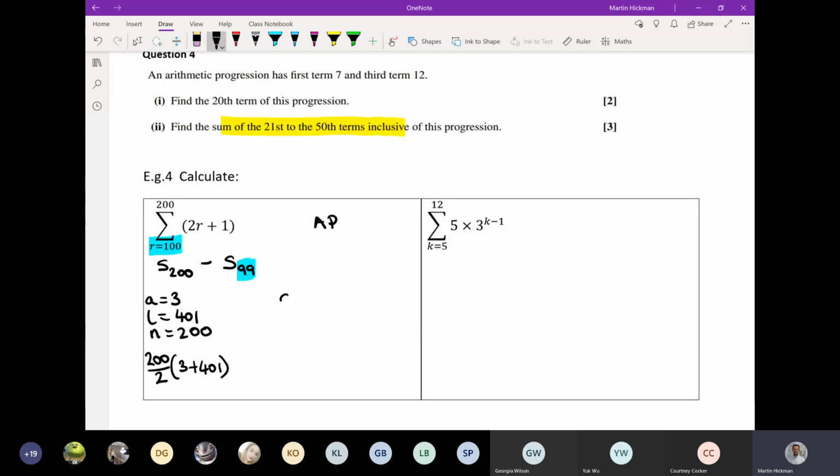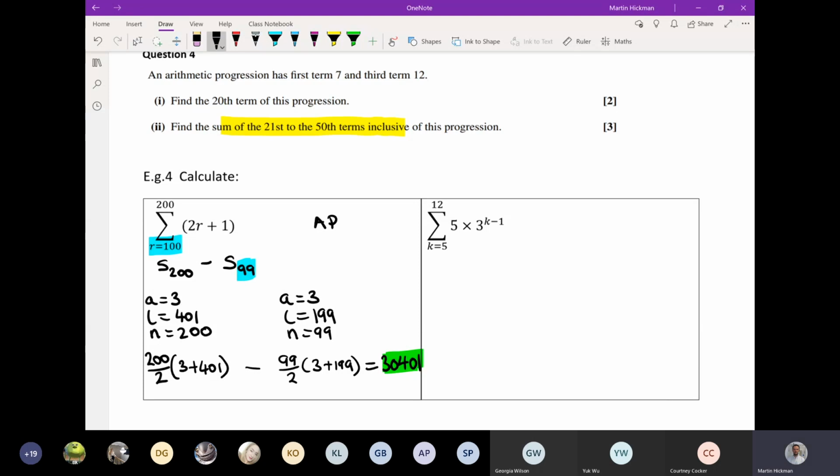But for the sum of the 99 terms, again, a is 3. The last term would be 2 times 99 plus 1, which is 199. And then n is 99. It's 99 terms, so to work that out we'd do 99 over 2 times the first term plus the last term. And then simply, we take the first 200 terms and take away those first 99 terms, and we get 30,401 when I do so.